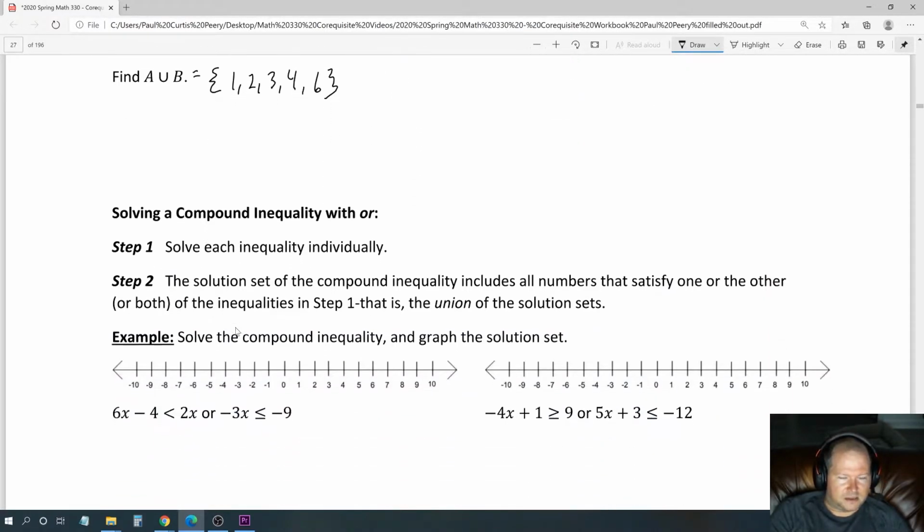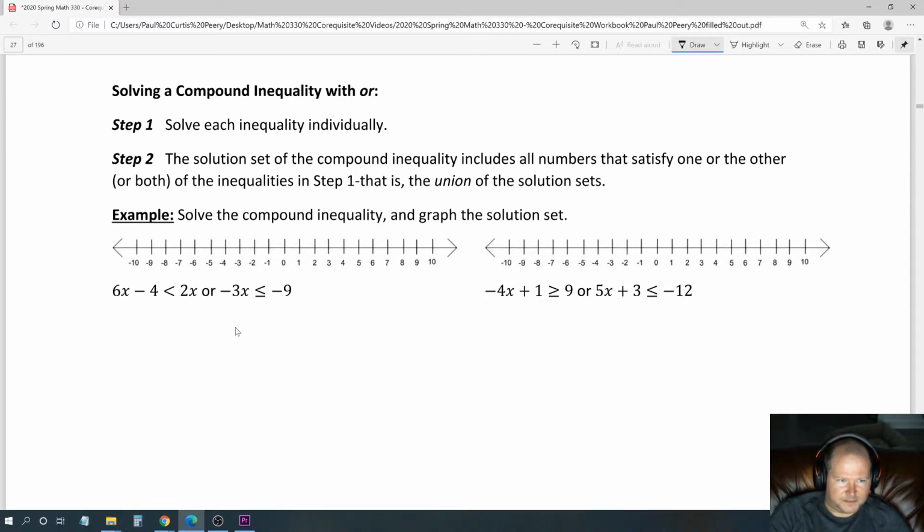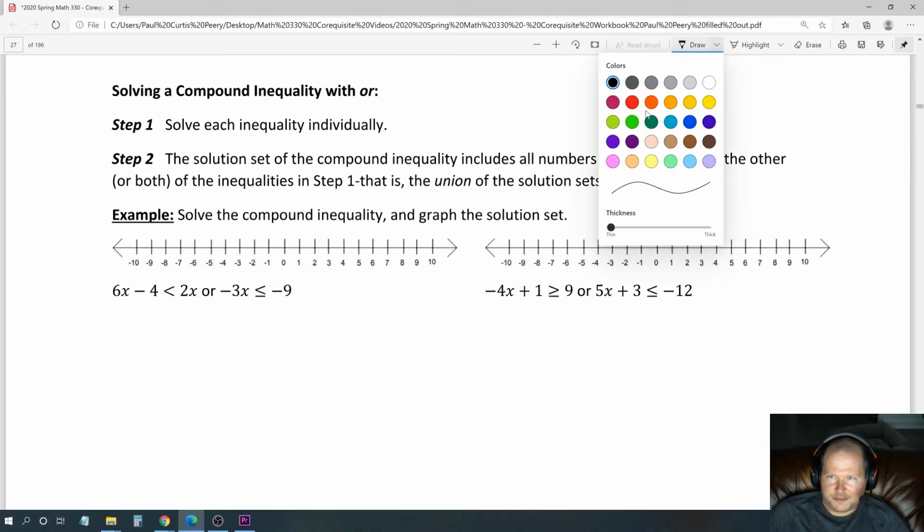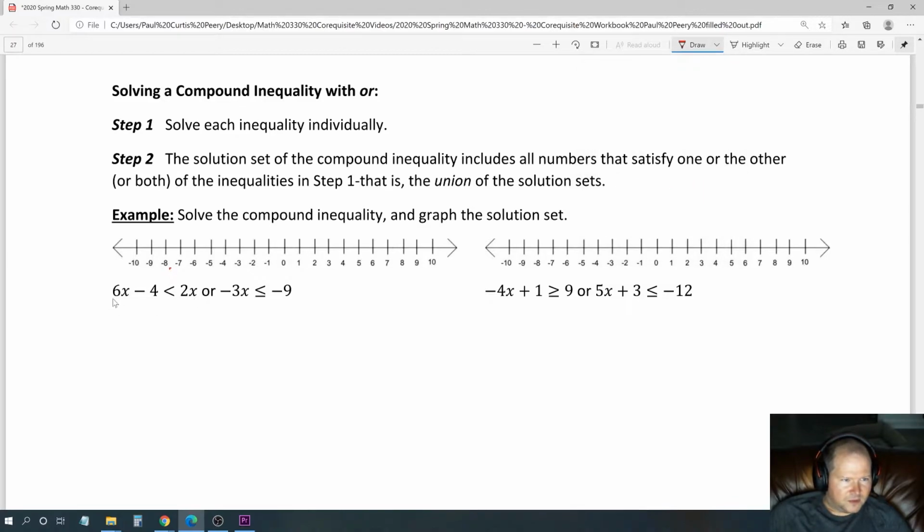Let's see what this looks like when we're dealing with an inequality. The first step is to solve the inequalities separately and then graph them separately. I would get the 6x by itself by undoing the subtraction of 4 by adding 4. Whatever you do to one side, you do to the other. Those cancel out, leaving me 6x is less than 2x plus 4.